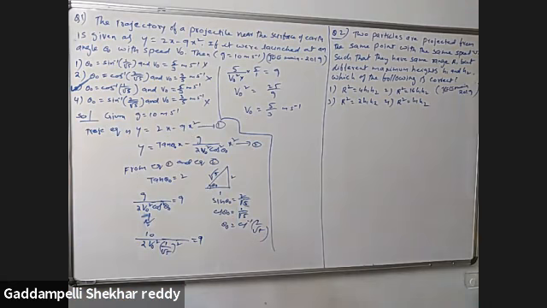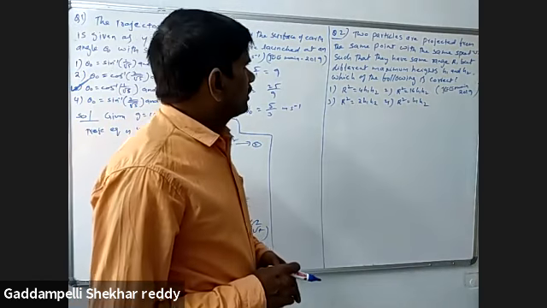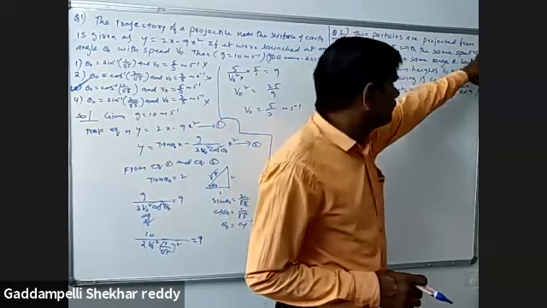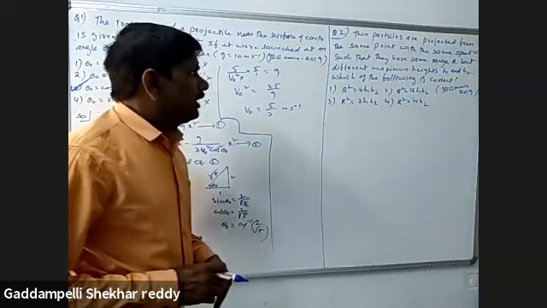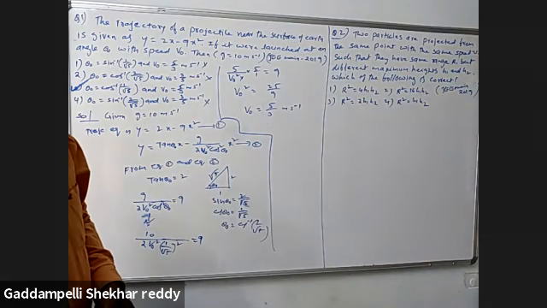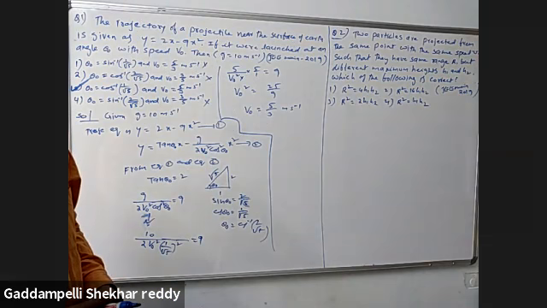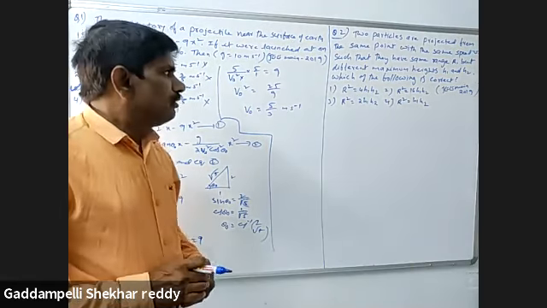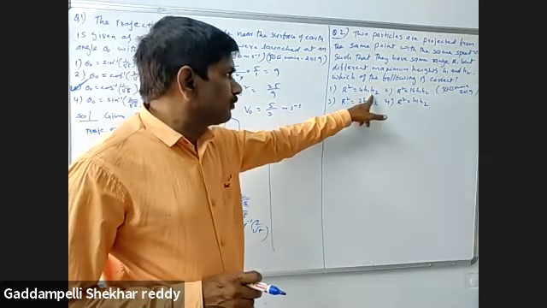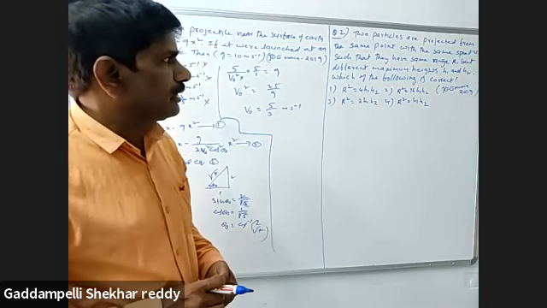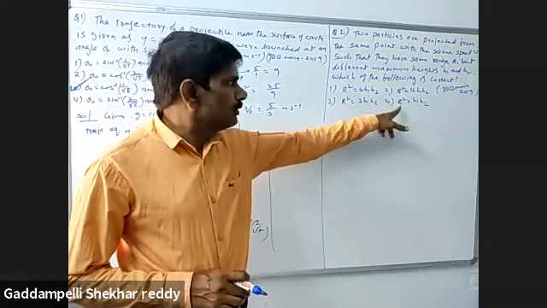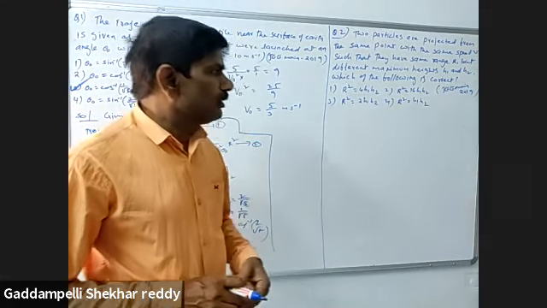Next problem. Two particles are projected from the same point with the same speed u, such that they have the same range but different maximum heights h1, h2. Which of the following is correct? Options: first, R square is equal to 4 h1 h2. Second, R square is equal to 16 h1 h2. Third, R square is equal to 2 h1 h2. Fourth, R square is equal to h1 h2.